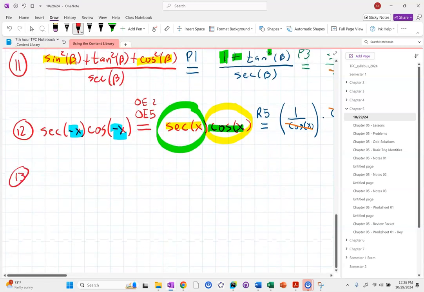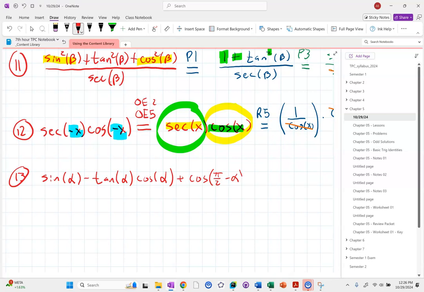Number 13 is my next one. Well, this is a longie. Sine alpha minus tan alpha times cosine alpha plus cosine of pi over 2 minus alpha. All right.